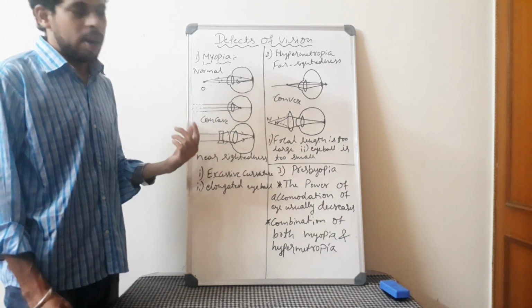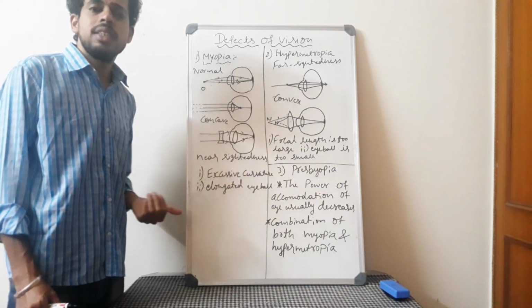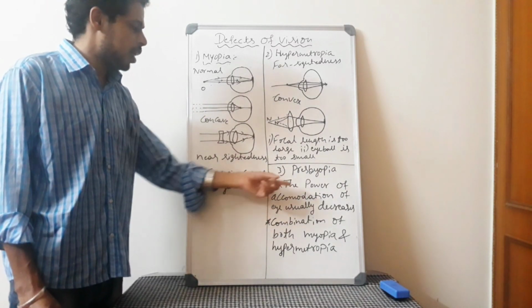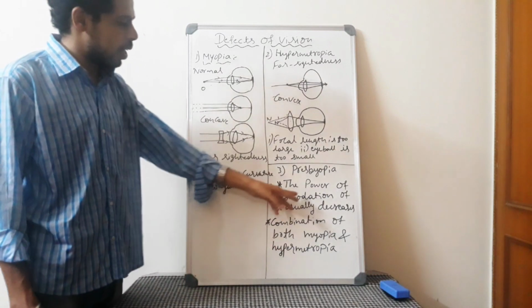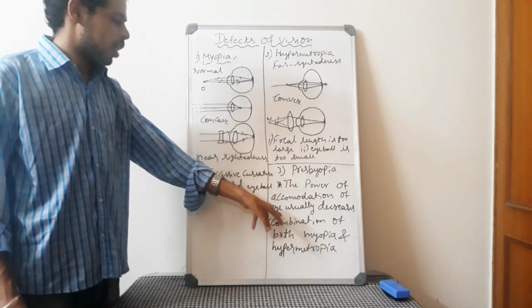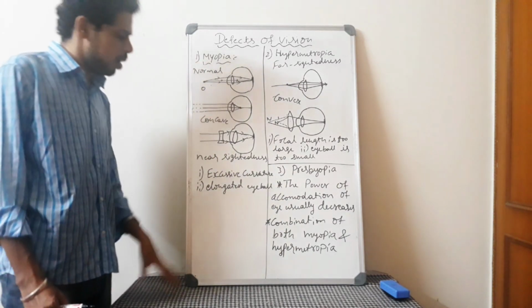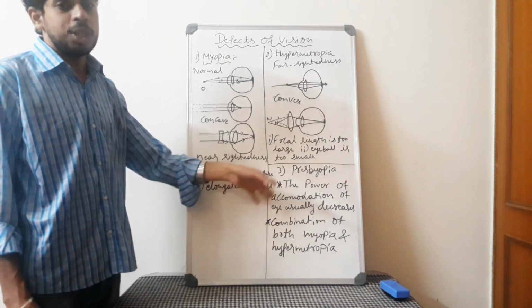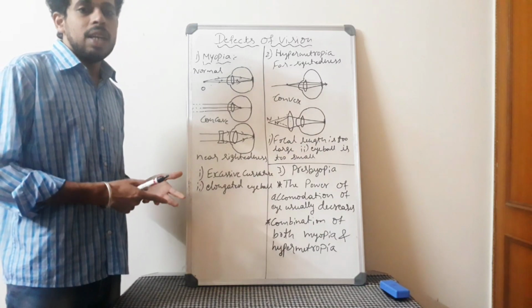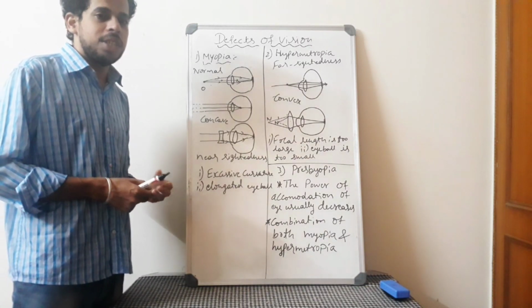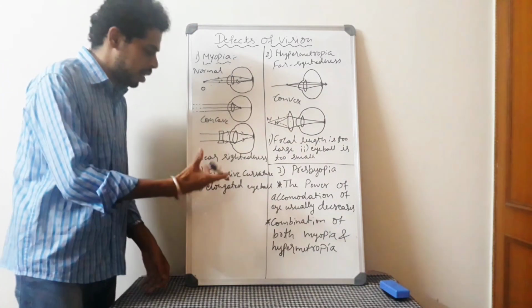At that time he cannot see the objects clearly. This type of defect we call presbyopia. I have written here that the power of accommodation of the eye usually decreases. This is called the defect presbyopia. It is a combination of both myopia and hypermetropia. In such cases they use both concave and convex lenses.